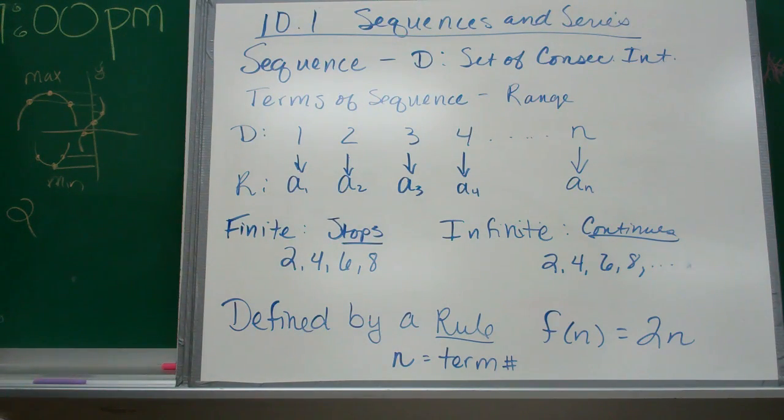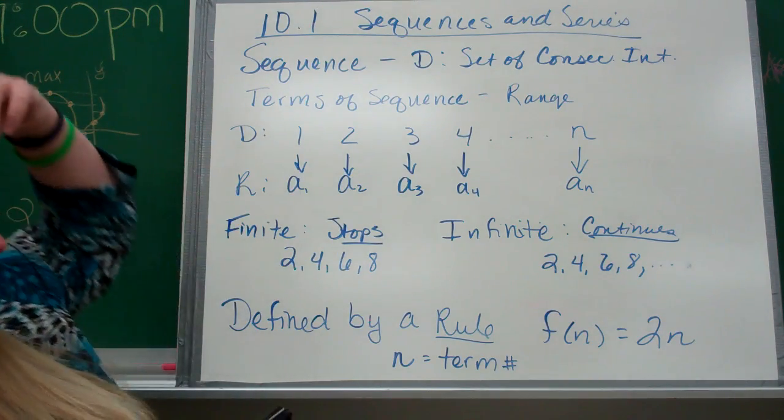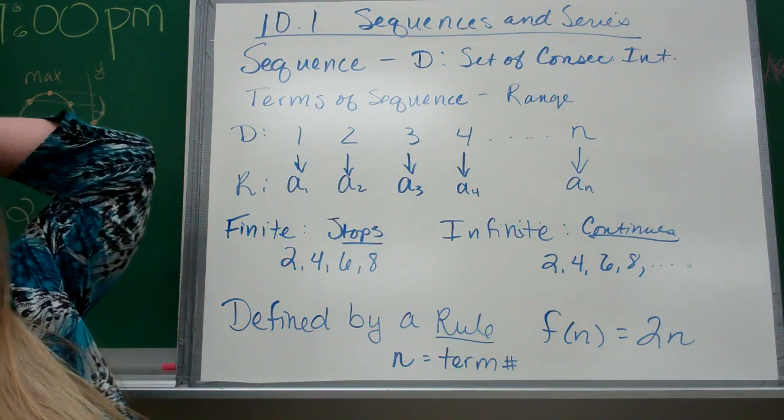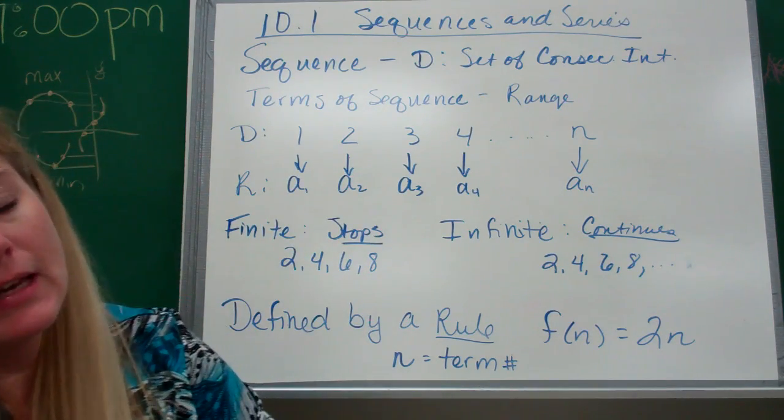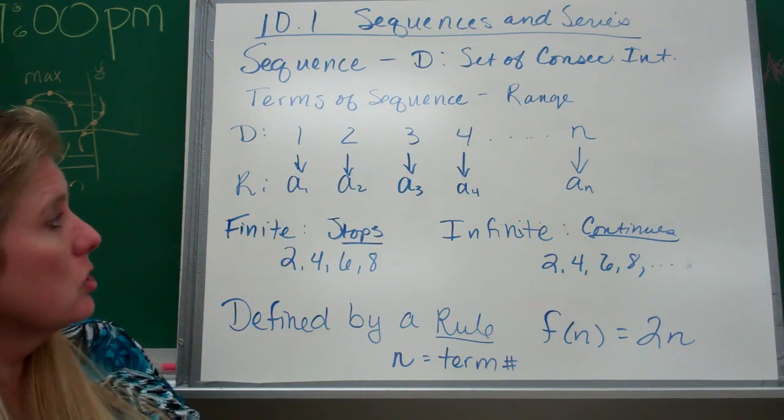Sequences and series. A sequence has a domain that consists of consecutive integers. Okay? The terms of the sequence, that's the items that they list out, that's part of the range. That is the range. Okay?